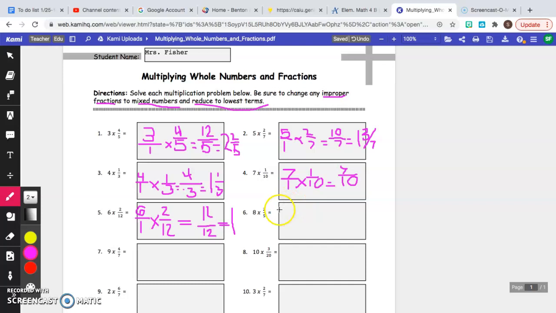All right, let's do the next one. So 8 over 1. Oops, sorry. Hold on one second, my computer. All right, here we go. Let me undo this. Okay. Times 2/5.